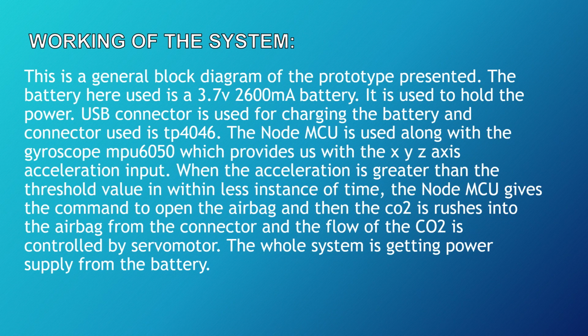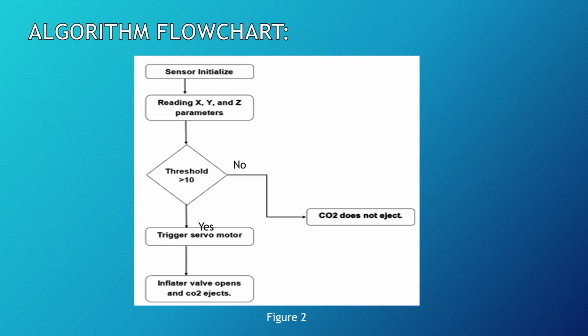The whole working of the system is based on the measurements taken by the MPU6050 sensor, that includes accelerometer values and gyroscope values in 3D direction, that is X, Y and Z axis directions. The algorithm gives the overview of the working of the design prototype.